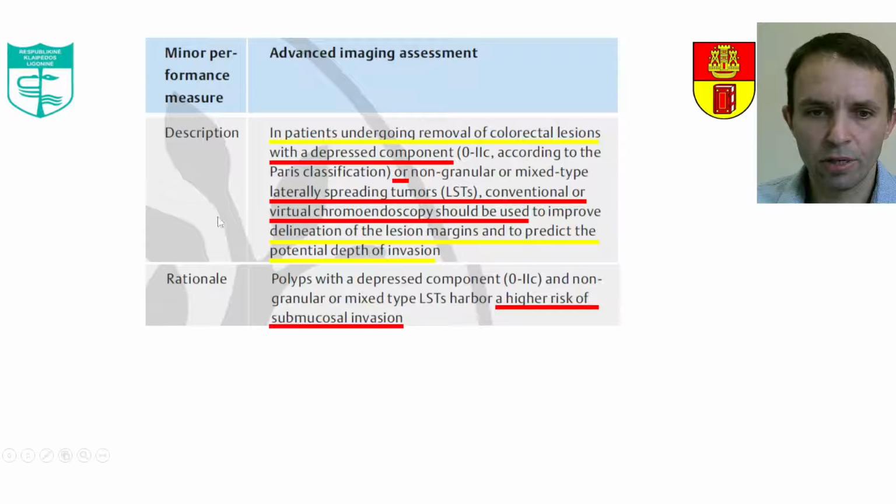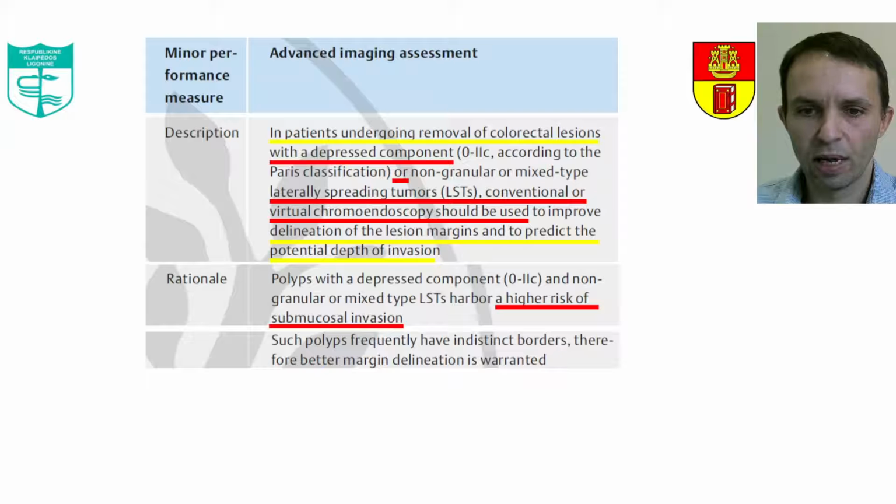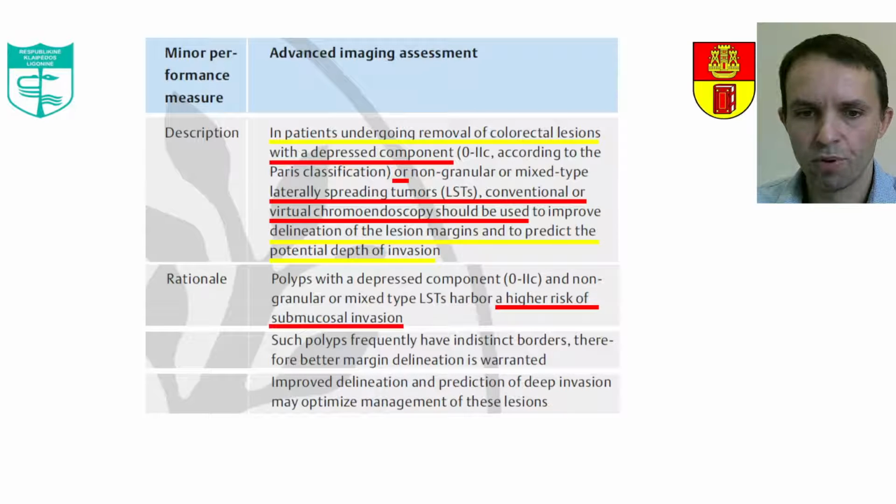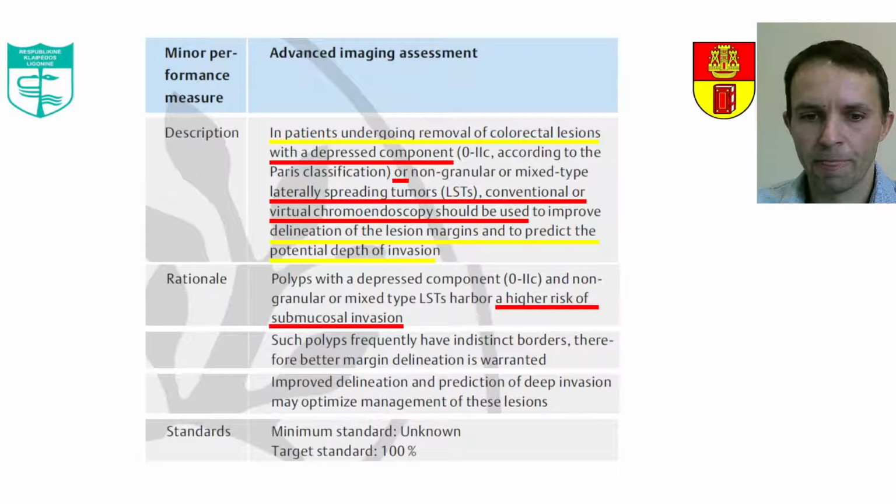Why is that important? Because polyps with a depressed component, like 2C, and non-granular or mixed-type laterally spreading tumors harbor a higher risk of submucosal invasion. Such polyps frequently have indistinct borders, therefore better margin delineation is warranted. Improved delineation and prediction of deep invasion may optimize management of these lesions, and the target standard should be 100%.